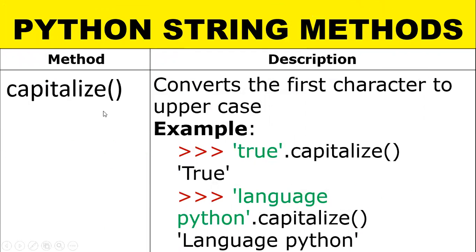Capitalize function. Capitalize function in Python converts the first character of the string to uppercase. So dear student, capitalize function in Python is used to convert the first character of the string to uppercase. In the given example, we are capitalizing the first character of the string true to uppercase by using capitalize function.